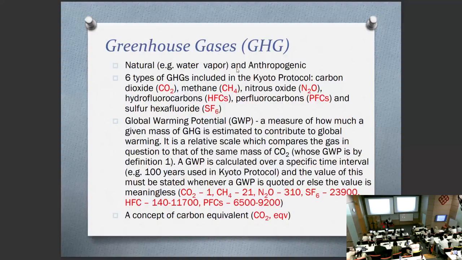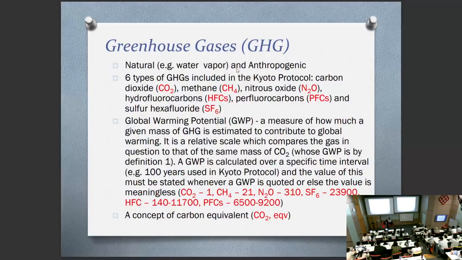So the radiative forcing, the heat trapping ability of carbon dioxide, is defined to be 1. If the heat trapping ability of methane is higher than that of carbon dioxide, then the global warming potential will be larger. Okay, 2 times that of carbon dioxide, then 2, or maybe 3, 4, 10, and so on.